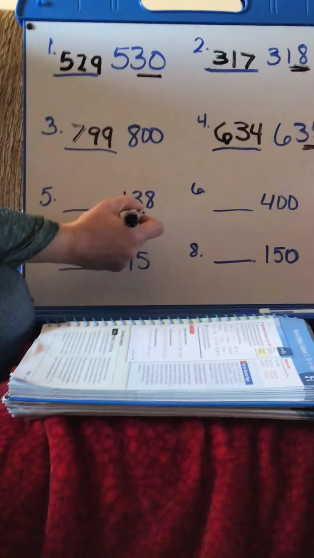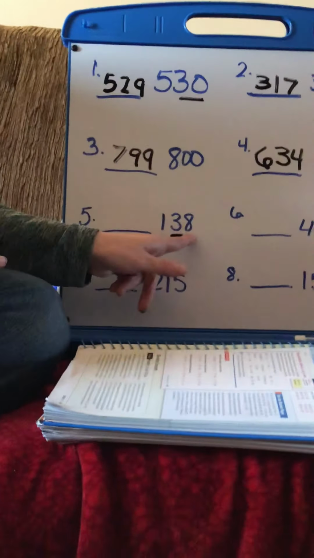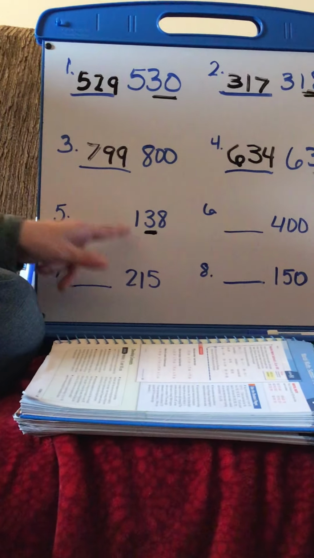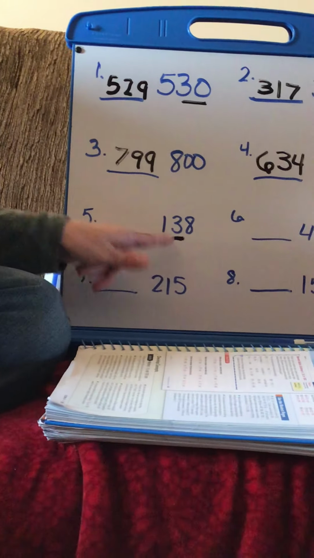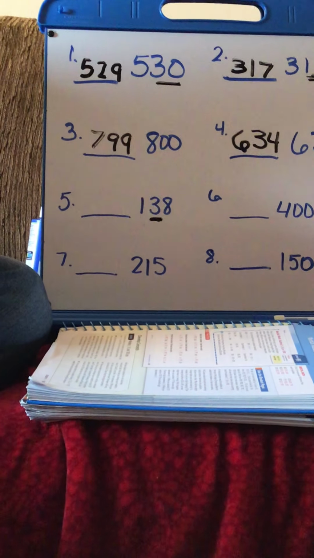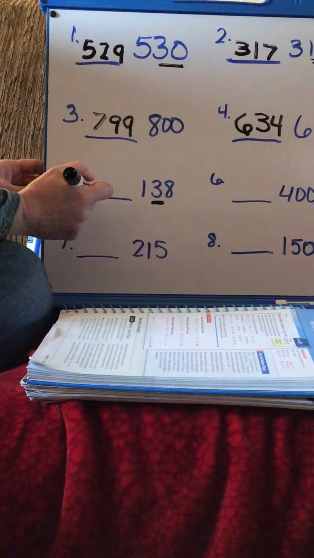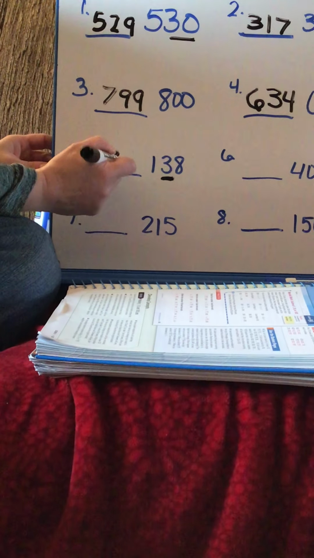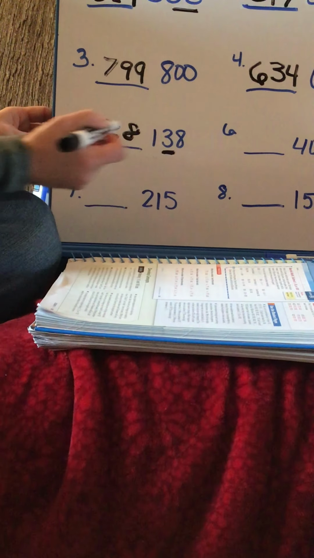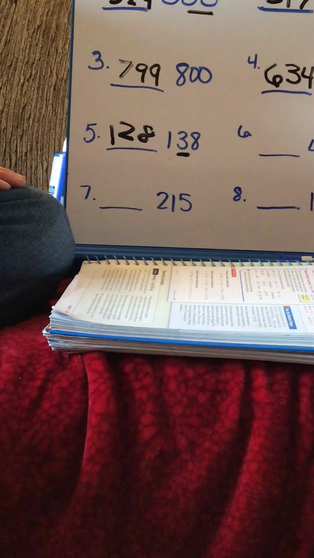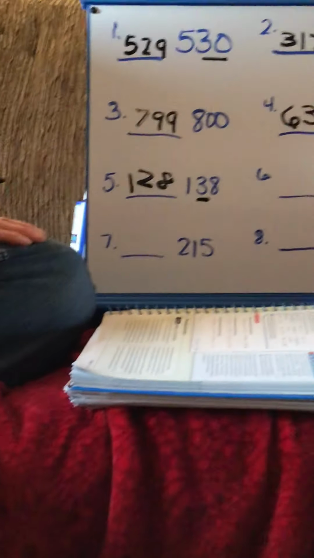Okay, so for here I have 138. I'm going to look at the tens place. Remember, there's the ones place, that's the tens place, and this is the hundreds place. What number comes before 3? 2. So I'm going to leave the 100 the same. That's going to change to 2, and the 8 is going to stay the same. So 128.